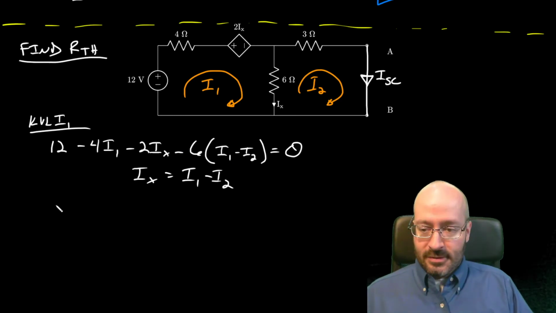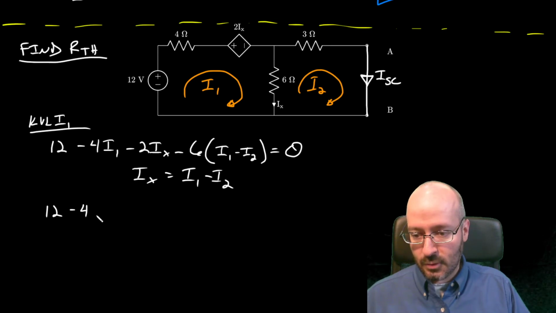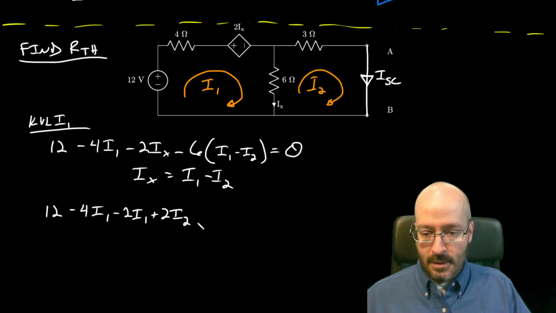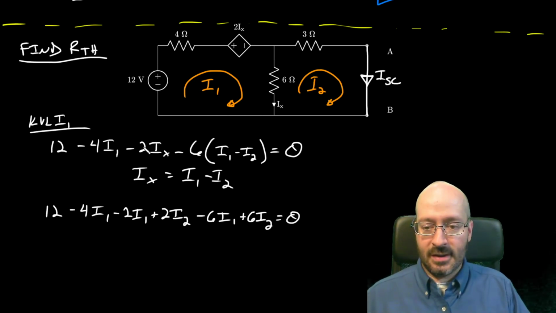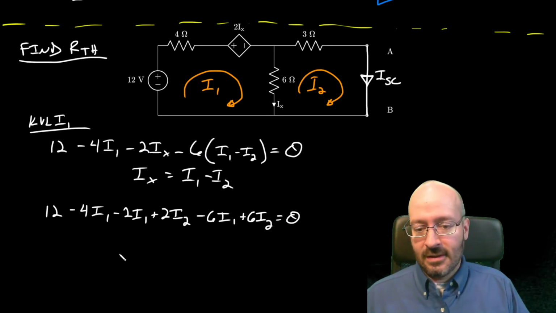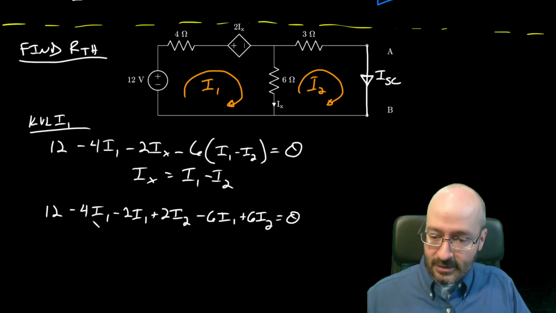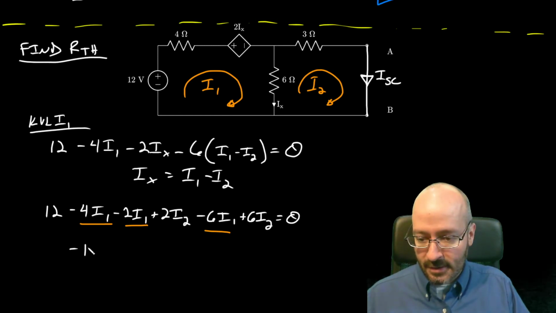And I'll distribute some stuff just to get us moving. Okay, so 12 minus 4I1 minus 2I1 plus 2I2 minus 6I1 plus 6I2 equals 0. So I plugged this in, I distributed the 2. Don't forget to distribute the 2. And then I distributed the 6. Grouping like terms, let's see what we got here. We've got I1, I1, and I1. So that looks like negative 12 I1.